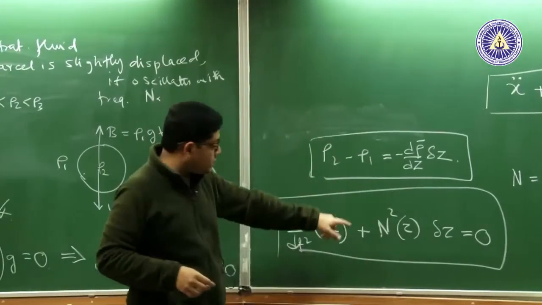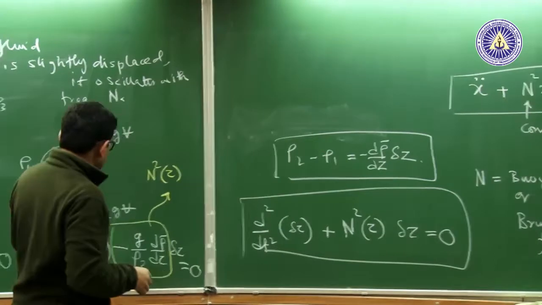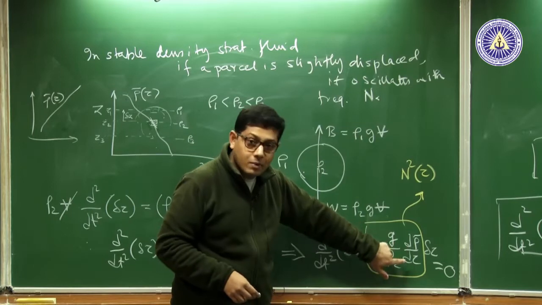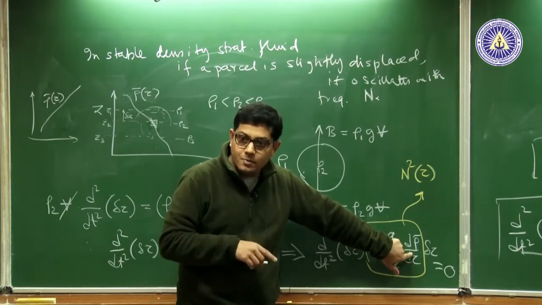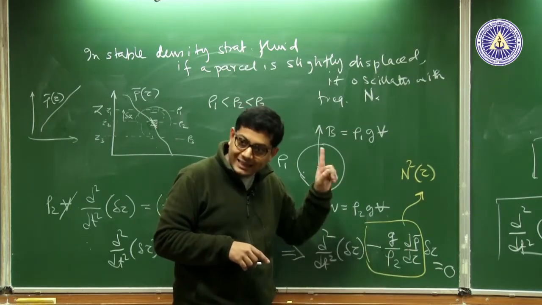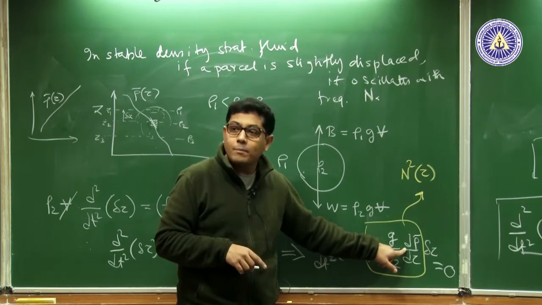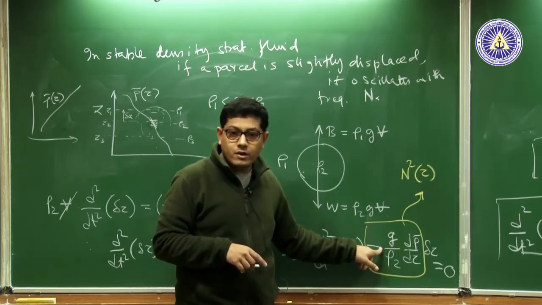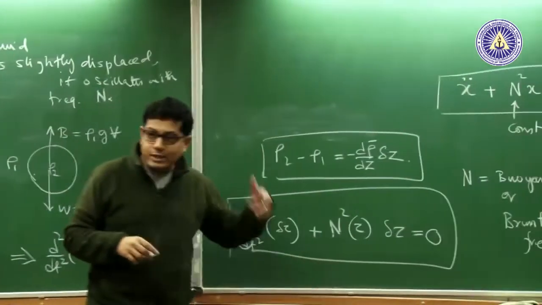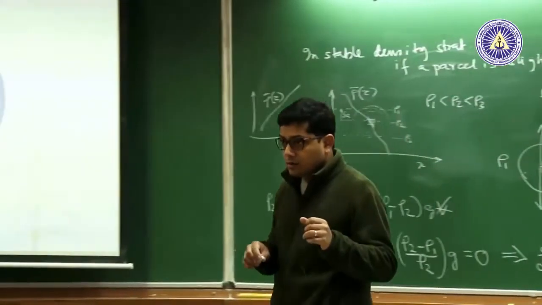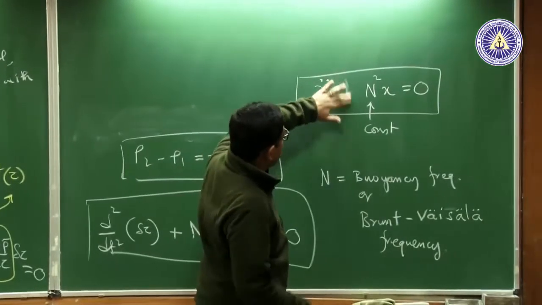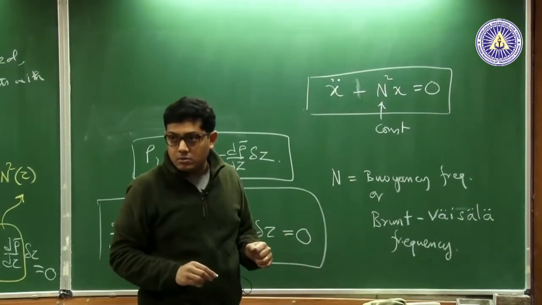If you have N square as positive, then it has to be with a negative, because N square is minus g by rho 2 d rho bar dz. D rho bar dz in the stable case is negative, so negative and negative makes it positive. But in the unstable case, d rho bar dz would have been a positive quantity, and positive and negative would have given you a negative. So this N square is a negative quantity, and that would give you exponential solutions, right. So just like this gives you oscillations, that gives you exponential solutions. Okay.